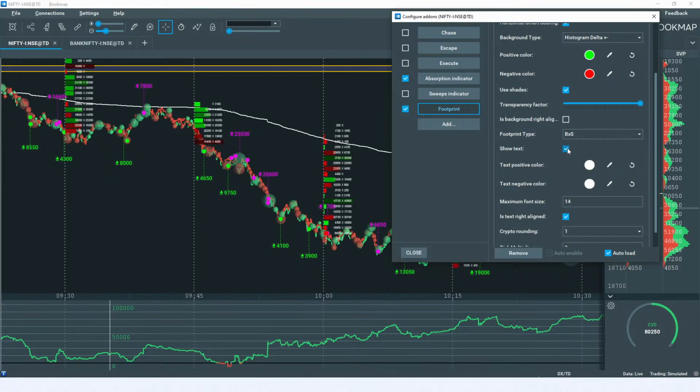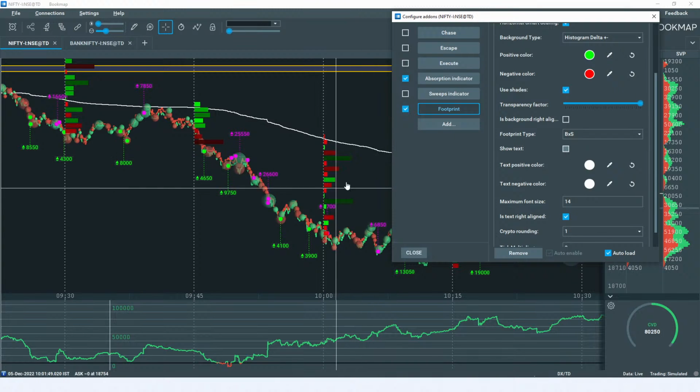Show text, so it's again based on your need. If you want to relatively compare, then there is no need of having the text. Just by looking at the volume profile, the information will itself help you to take effective decisions.